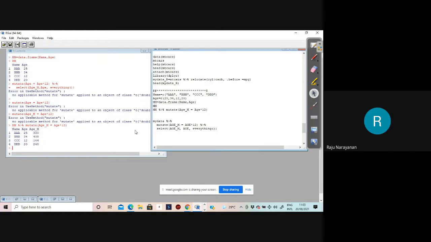Yes. Here I have not mentioned the name of the file. I simply told it to mutate. Okay, from where? That is from this data frame you take. You can see 25 into 12, 300, 34 into 12, I don't know. 12 into 12, 144, I know. 20 into 12, 240, I know. This is how we create new columns.